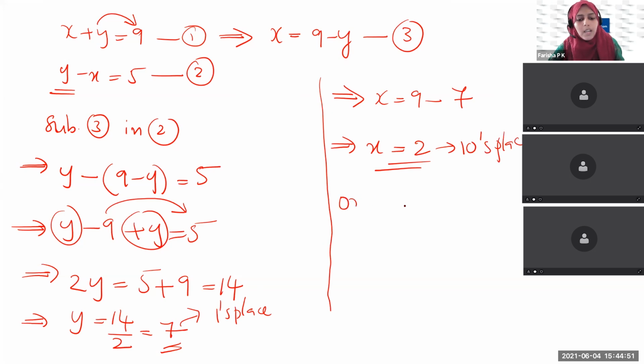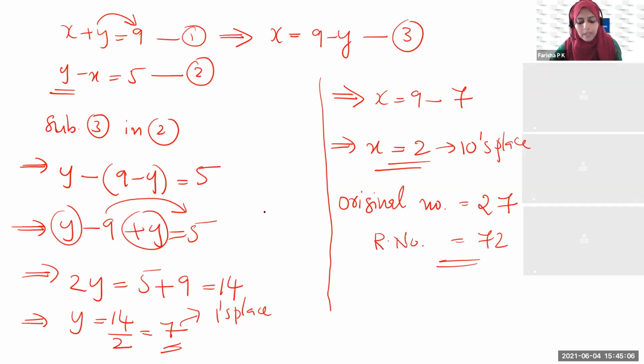So here we have the original number. It's the same as what you have got in the trial and error method. What was that? That is 27, and the reverse number you'll get is 72. This is how you have to solve the question for a two-digit number.